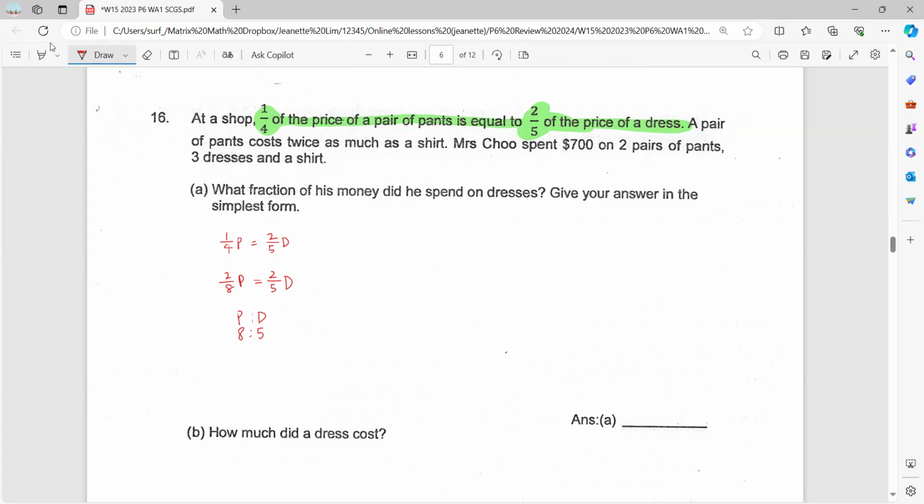Next sentence, a pair of pants costs twice as much as a shirt. So the pants to the shirt, pants is twice of the shirt. Now I have 2 sets of ratios. I need to find a common base. Common base in both ratios will be the pair of pants. So let's change it to 8.